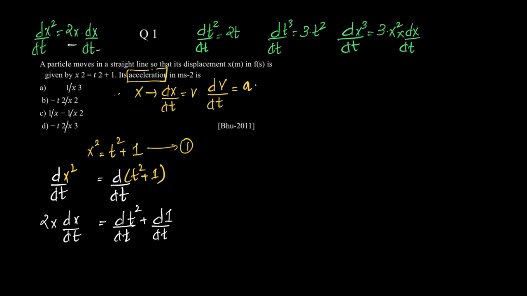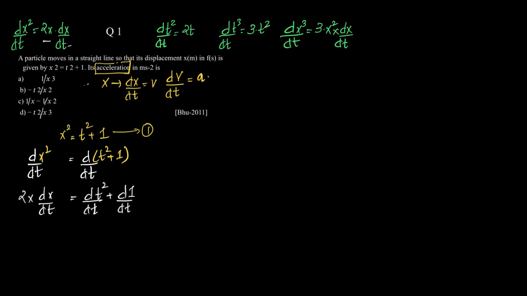Now, what is d by dt of 2x into dx by dt? See, dx by dt is velocity, so this is 2x into v is equal to, what is d by dt of t square? Is it 2t into dt by dt? No, d by dt of t square is 2t, plus the derivative of a constant is 0. So we have 2vx is equal to 2t, or we can say xv is equal to t.